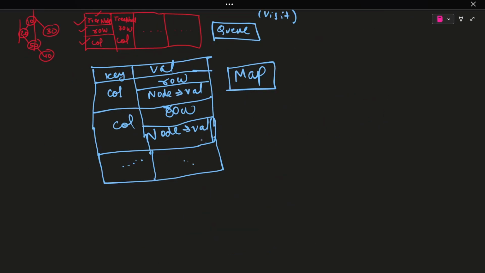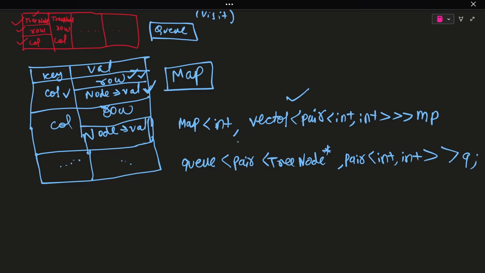First of all, I will show the syntax of the map. As you are storing the key as one value and the value as two things, you will require the map data structure in this fashion. I am writing in C++. The key is an integer, because the column is an integer, and next we have a vector of pairs, because the row and the value form a pair. So this is the syntax to declare the map: the key is an integer and the value is a vector of key-value pairs.